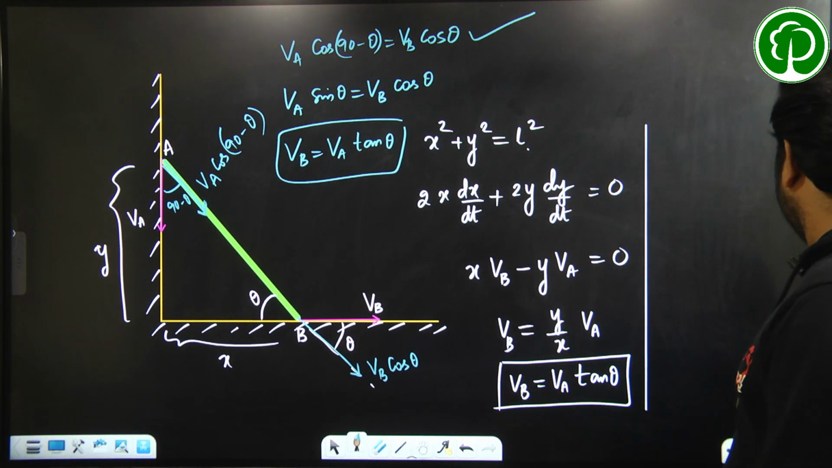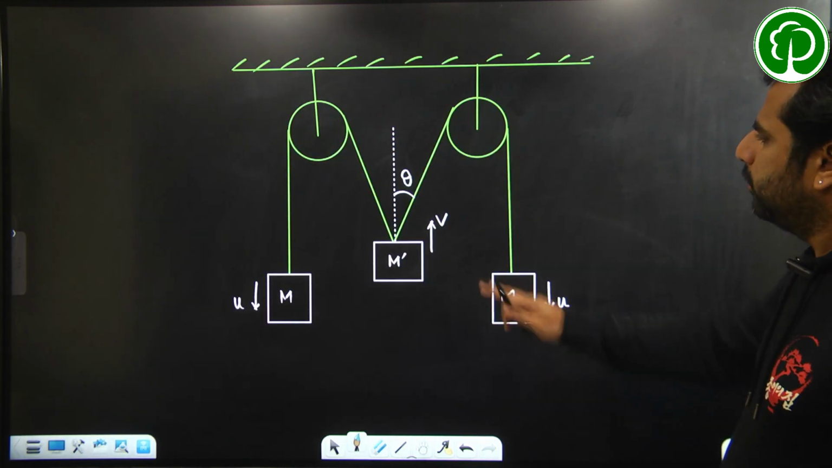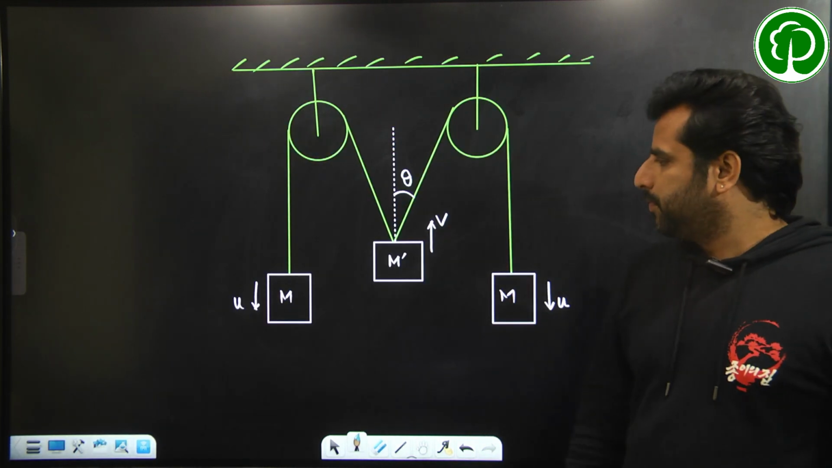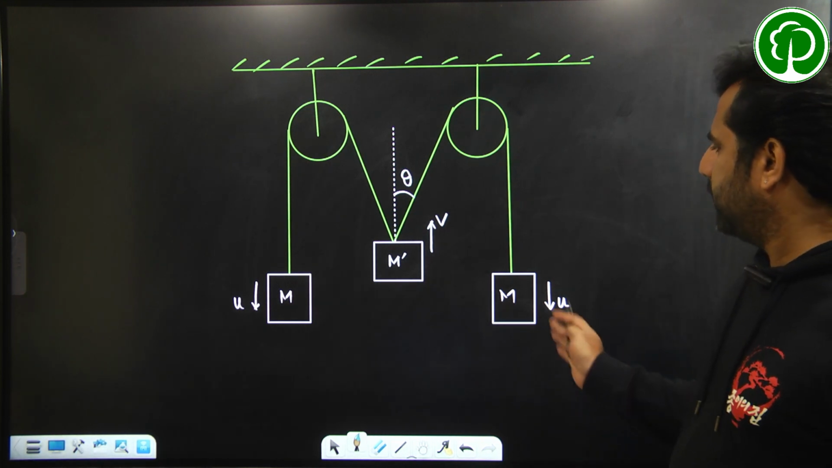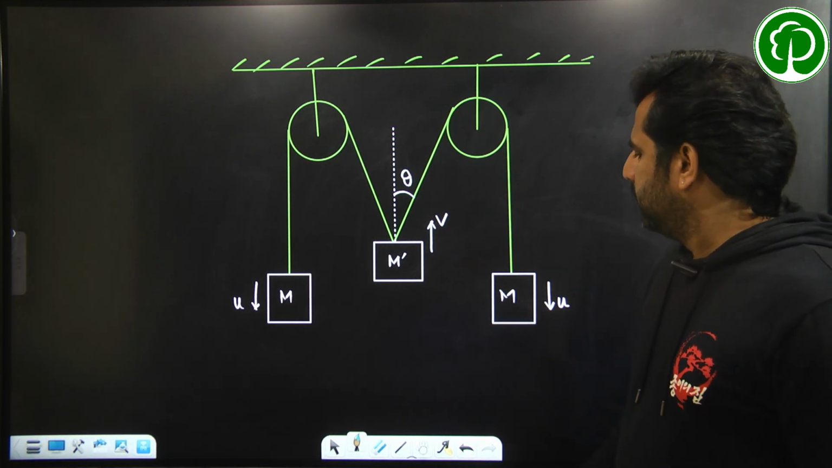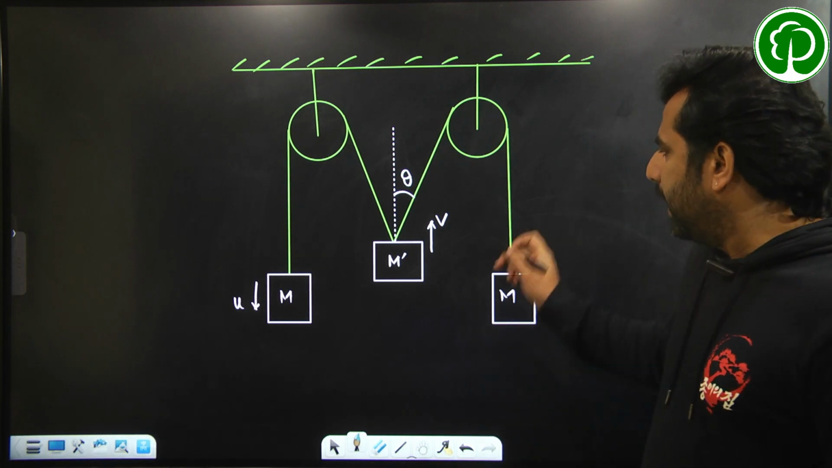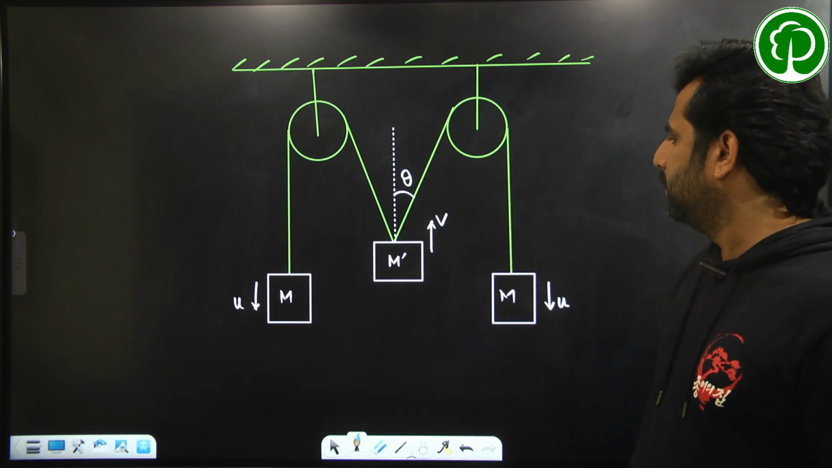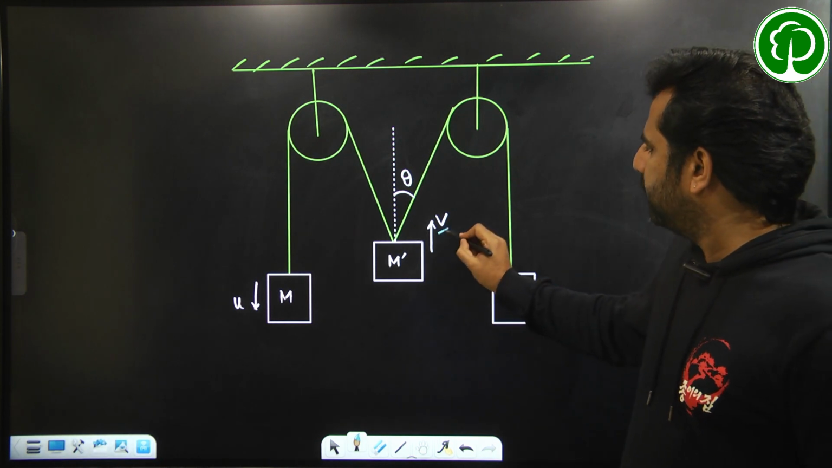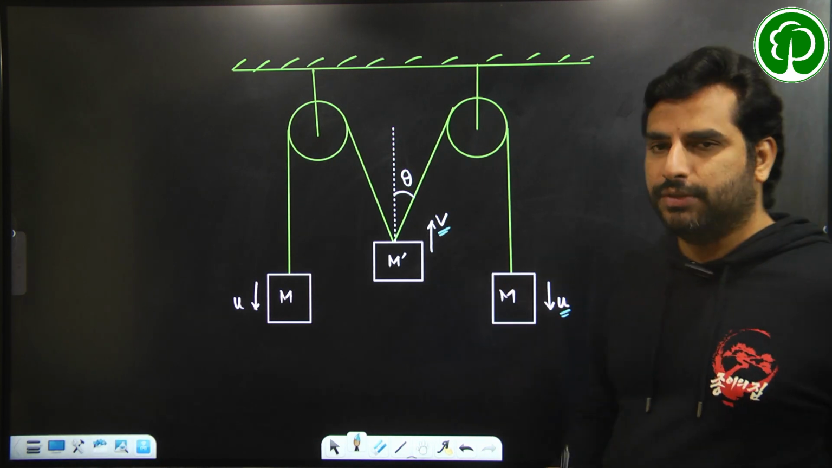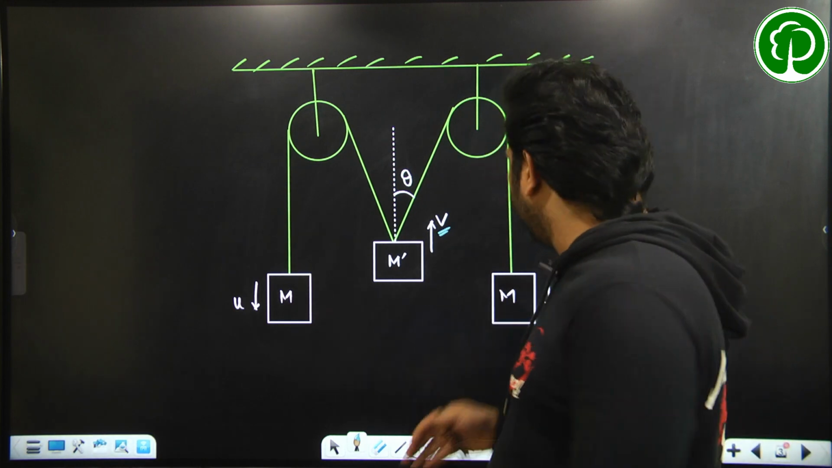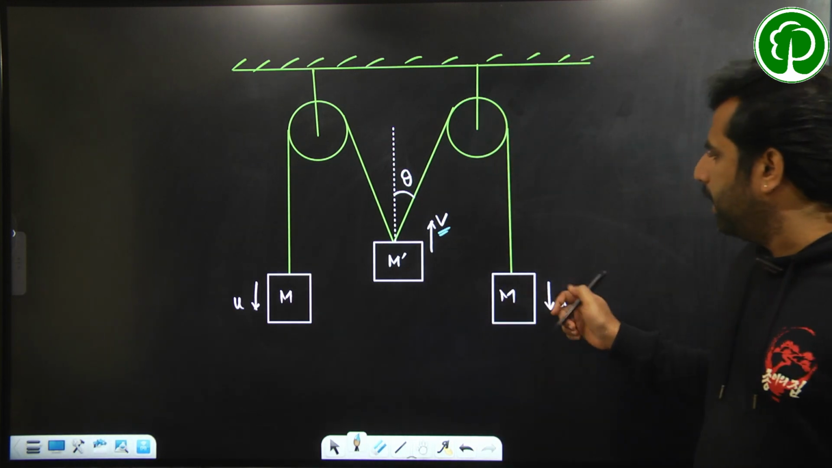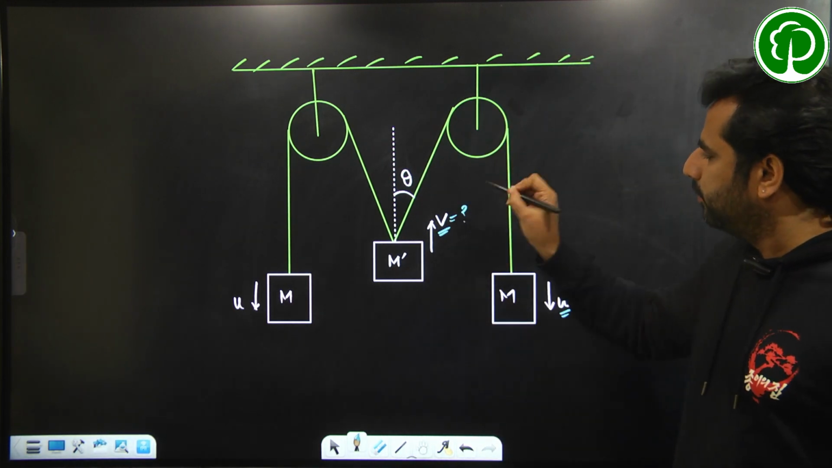Let us take another example. So consider this pulley block system. There are three blocks M, M and M dash. Now at a given instant when this string is making angle theta with the vertical, you are supposed to find the relation between V and U. The question is, what is the relation between V and U? Or given U, you are supposed to find V.